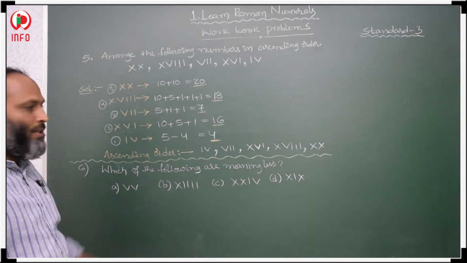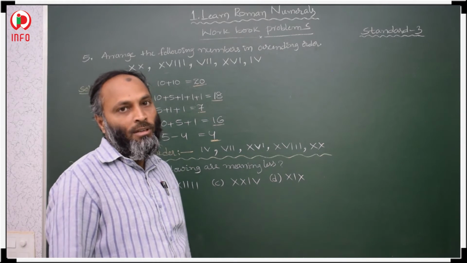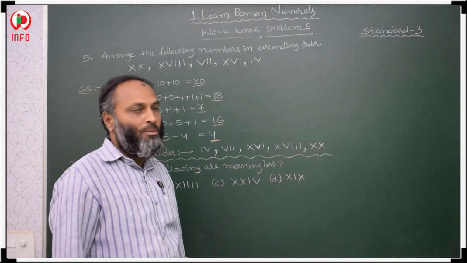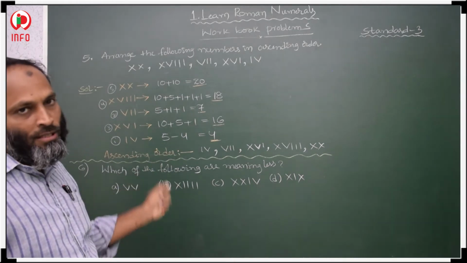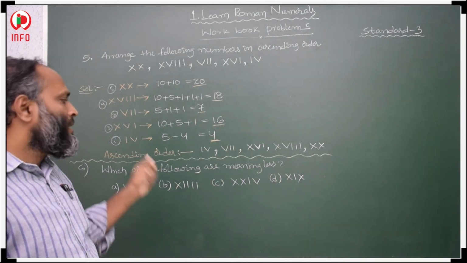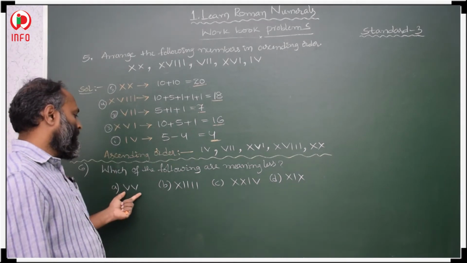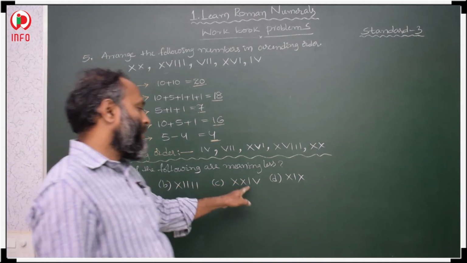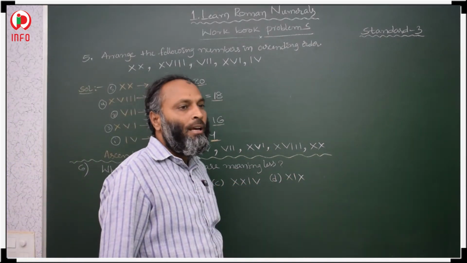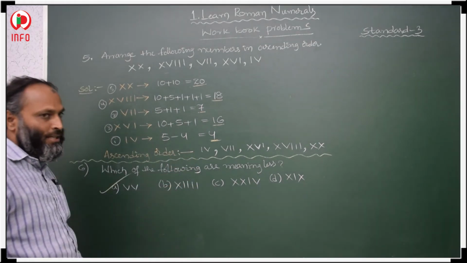Now, the sixth question is based on our rules. There were a total of 4 rules which we discussed in our textbook lesson. According to the rules of Roman numbers, which one is meaningless? VV, XIIII, XIV, XIX. Here VV is meaningless.